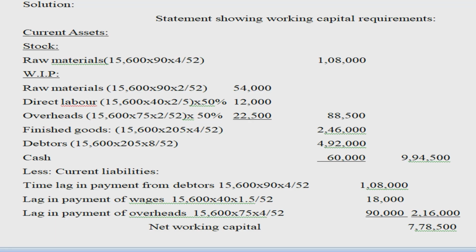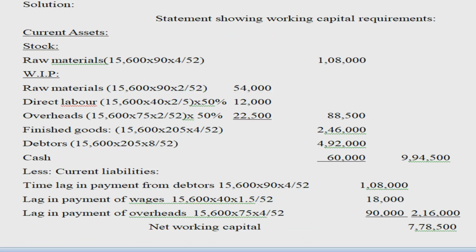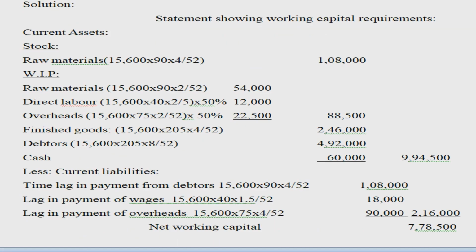Next, time lag in payment for wages. Wages it was given 1.5 weeks. 1.5 weeks is nothing but 1.5 divided by 52. So for wages 15,600, direct labor amount is 40. So 15,600 into 40 into 1.5 divided by 52 weeks, 18,000. Next, time lag in payment for the overheads. For overheads it was given 1 month. 1 month is nothing but 4 weeks. So 15,600, overhead cost is 75, into 4 divided by 52, you will get 90,000.